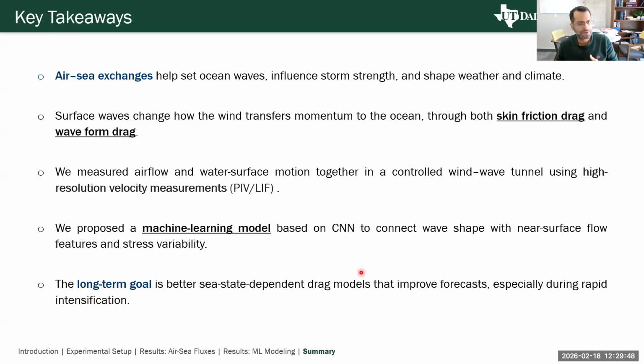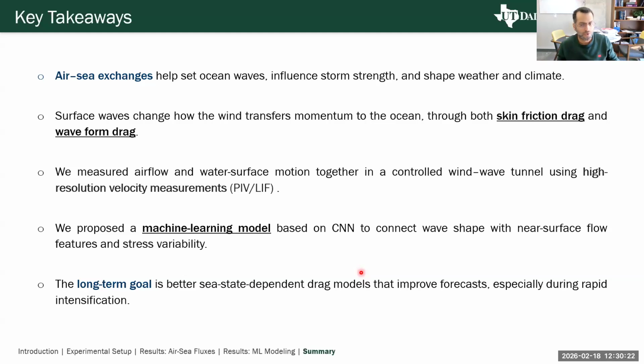And we were able to measure this skin friction drag in the laboratory. So we measured airflow and wave motion together using some laser-based imaging techniques that is called PIV. And that is the main technique that we use to measure these velocities. So once we had these velocities in the controlled laboratory situation, we trained the machine learning model to connect the wave shape, the wave profile, to near surface flow and the stress variability.